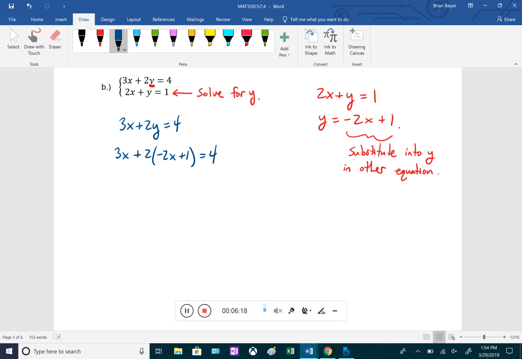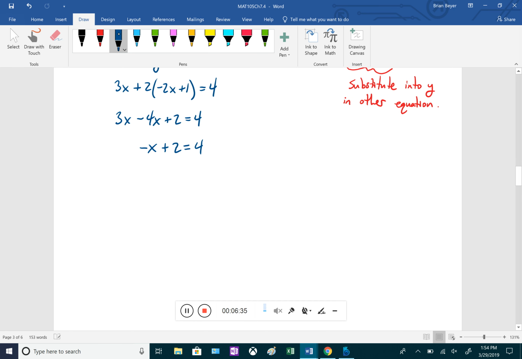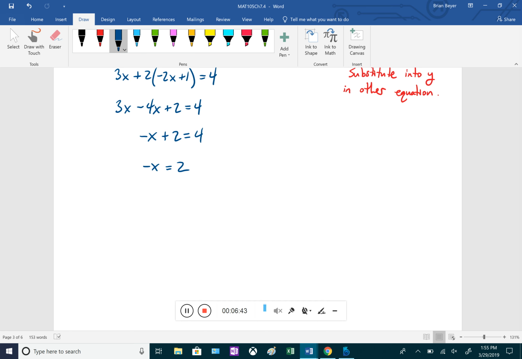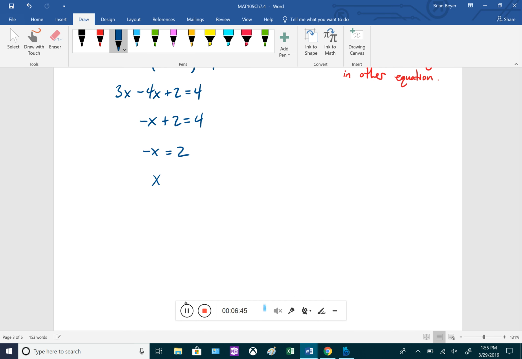Now we have one equation, one variable, so we can solve that for x. So it's going to be distribute that 2, we get negative 4x plus 2 equals 4. Combine like terms, negative x plus 2 equals 4. Subtract 2 on both sides, we get negative x equals 2. So we would divide both sides by negative 1, and we get x equals negative 2.